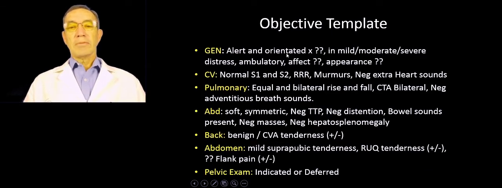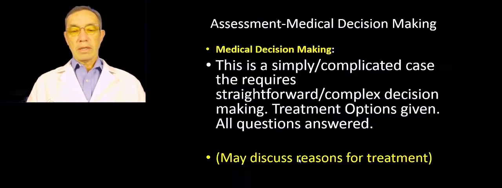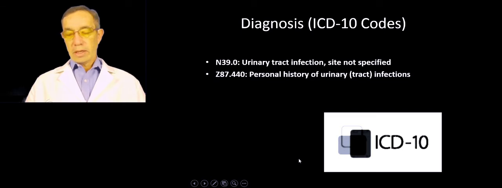And an objective template might look something like this, where you do a general overview. Are they in mild, moderate, severe distress? And then cardiopulmonary, abdominal exam, but especially looking for suprapubic tenderness. Back, do they have any costovertebral angle tenderness, CVA tenderness? So you might see that abbreviated as CVT or CVAT. And then again, with the abdominal exam, you're looking for suprapubic tenderness, and pelvic exam if indicated.